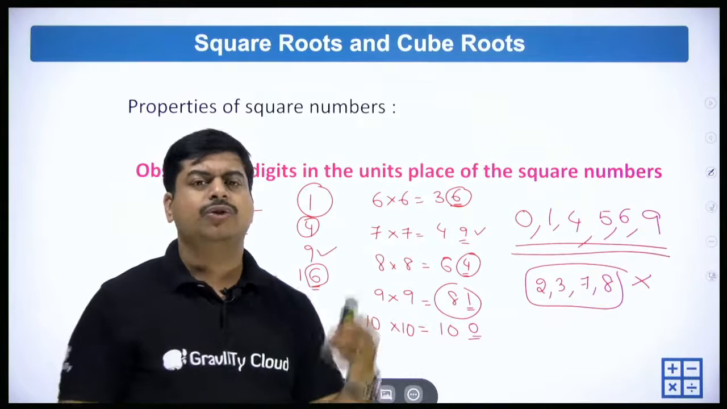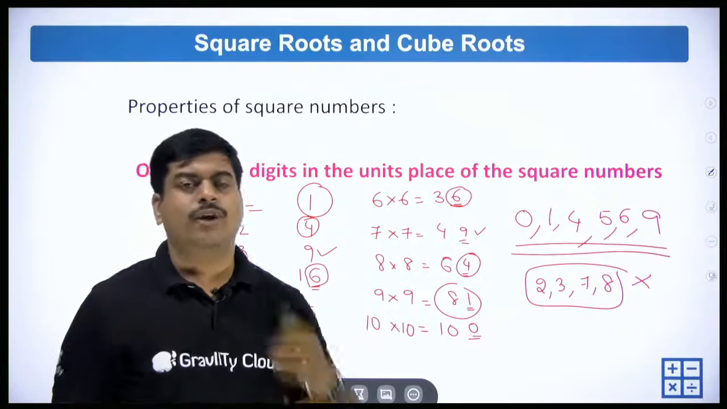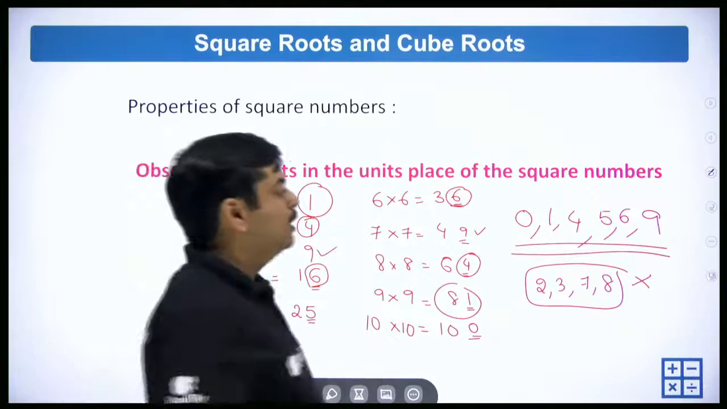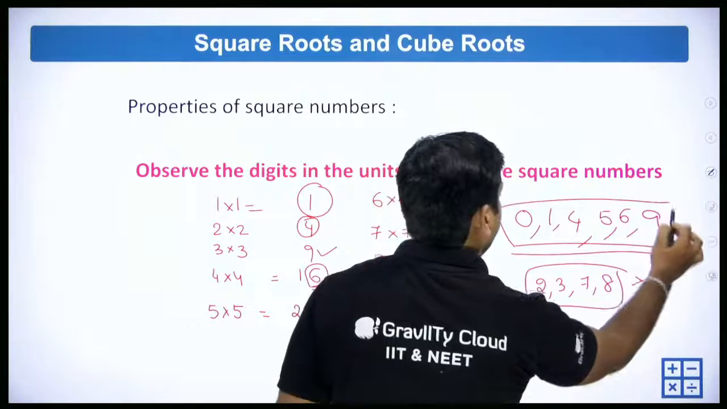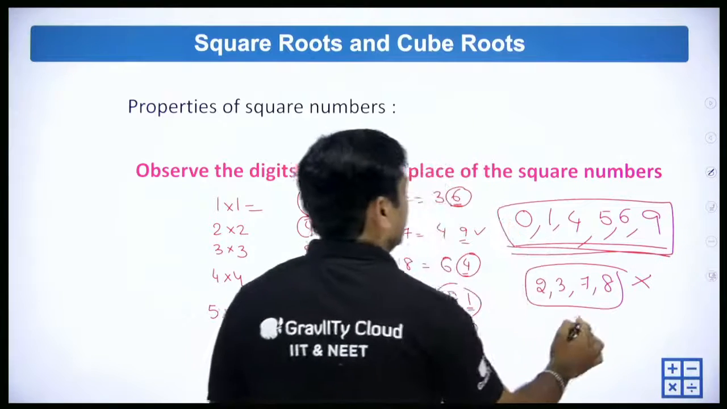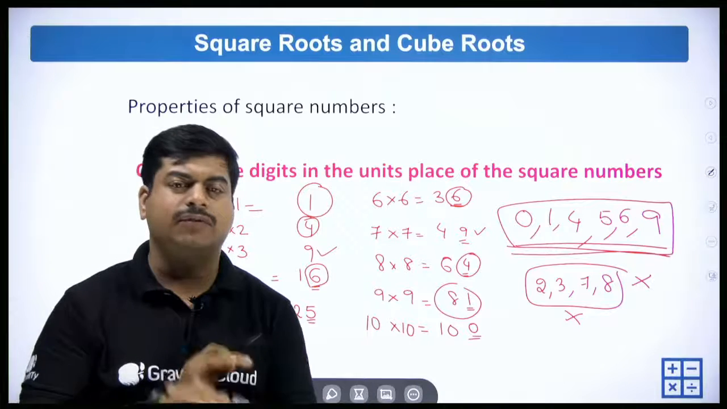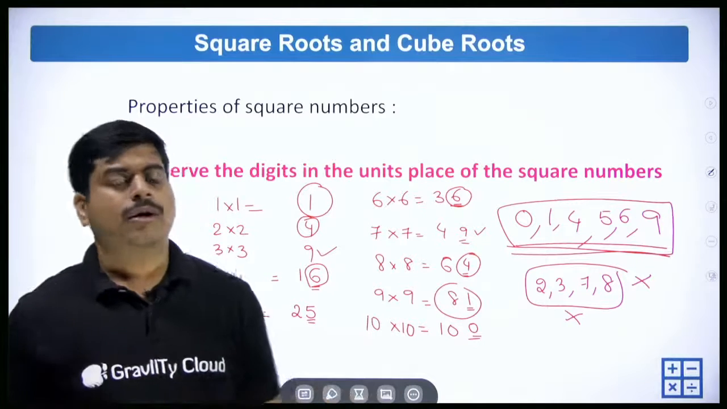Take any random number: 22 into 22, 23 into 23, 24 into 24, 25 square, 26 square. Whatever number you take, your units digit will always end with 0, 1, 4, 5, 6, 9. Wherever you have 2, 3, 7, 8, you can straightforwardly say that there is no perfect square for that. There is no square of that.